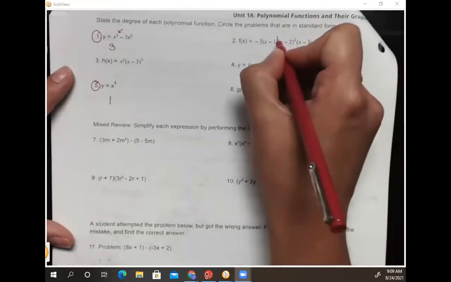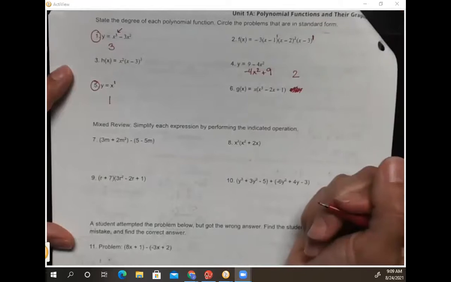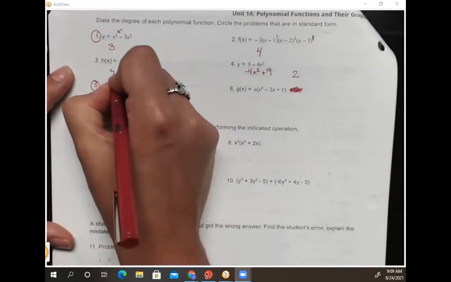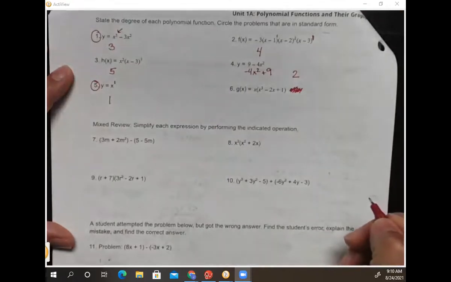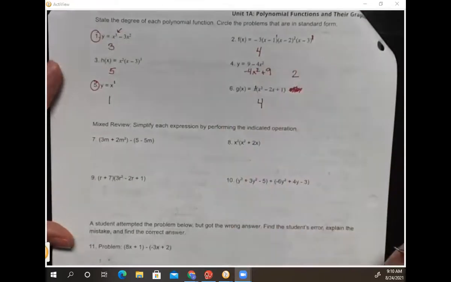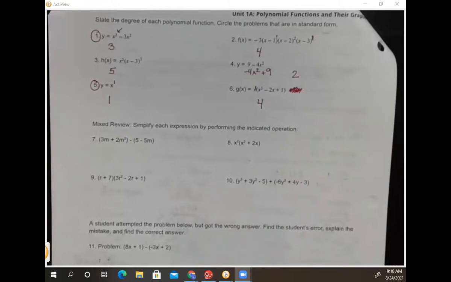Then I would add the exponents. So my exponents would be 1 plus 2 plus 1, which gives me a degree of 4. For number 3, 2 plus 3 gives me a degree of 5. And for number 6, 1 plus 3 gives me a degree of 4. So we talked about degree again last week, and you saw it again in your notes from last time.